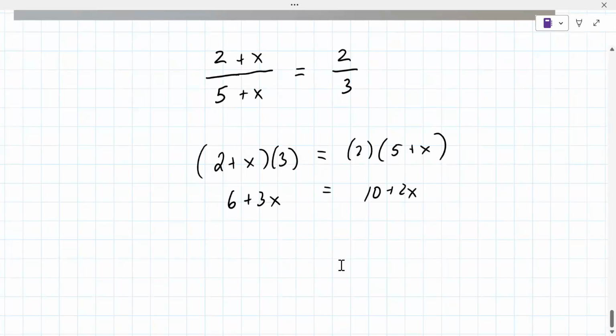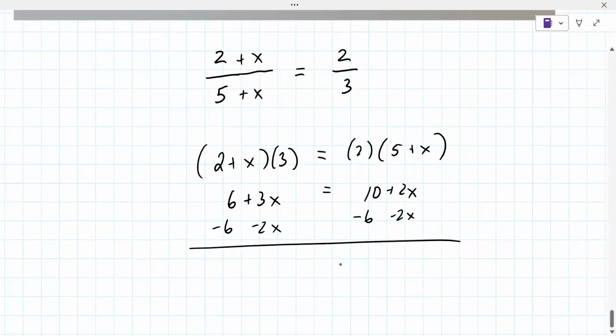All right, so to solve this, subtract 2x from both sides, subtract 6 from both sides, x equals 4. There's your final answer.